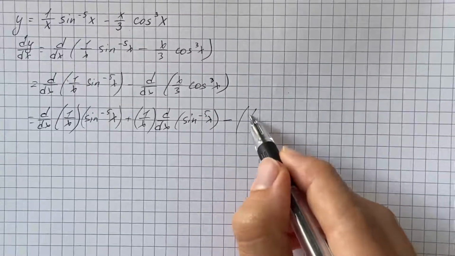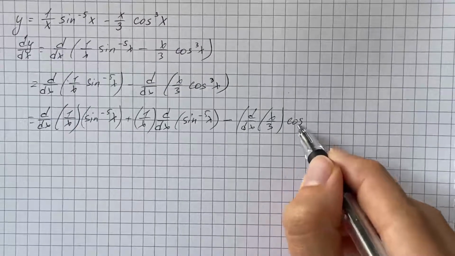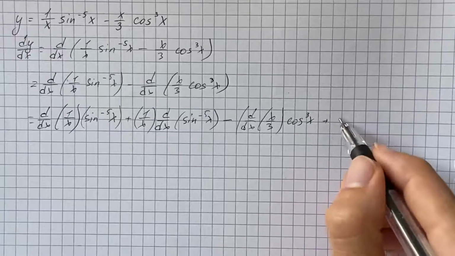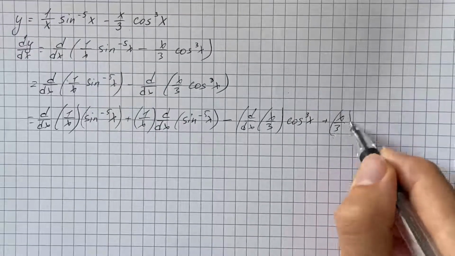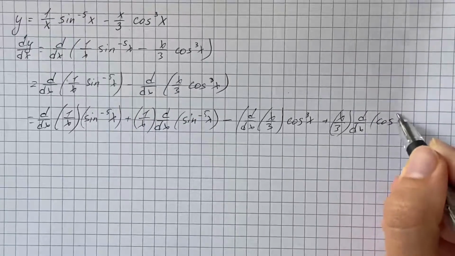So we take the derivative of the first term, which is x over 3, and multiply by cosine cubed of x, plus the first term, which is x over 3, times the derivative with respect to x of cosine cubed of x.